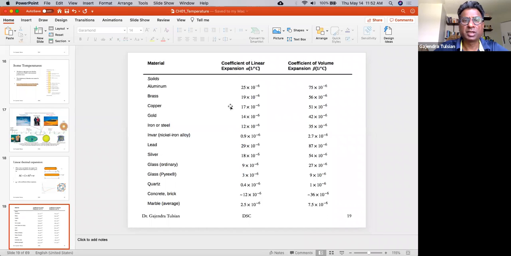Now let me show you how much the solid will expand. This table shows you the numbers. For iron or steel, if you raise the temperature of a steel bar by 1 degree Celsius, what this number is telling you is that it'll expand 12 parts in a million.